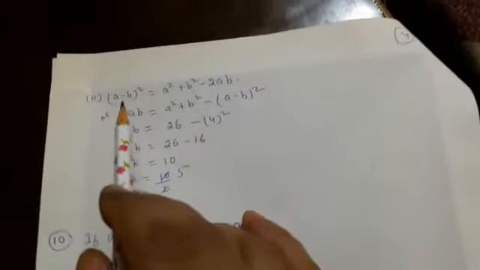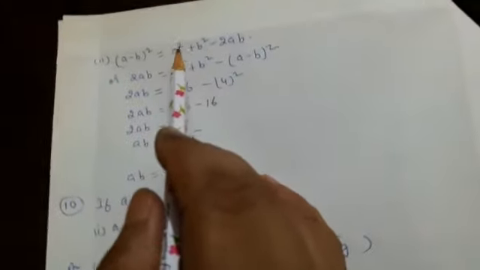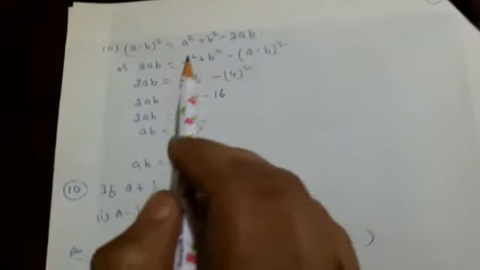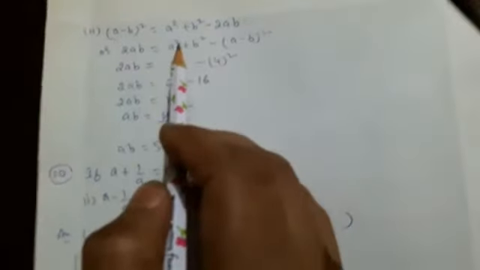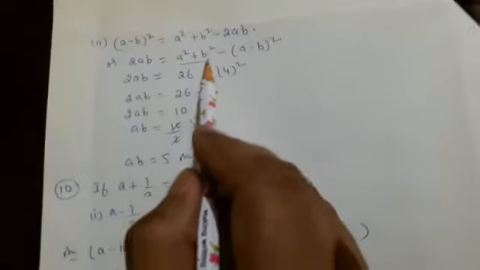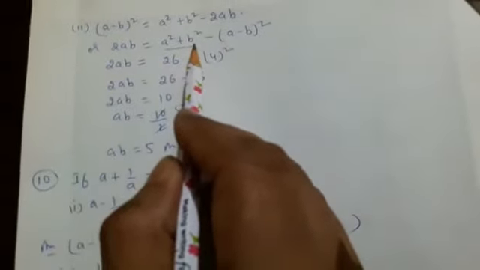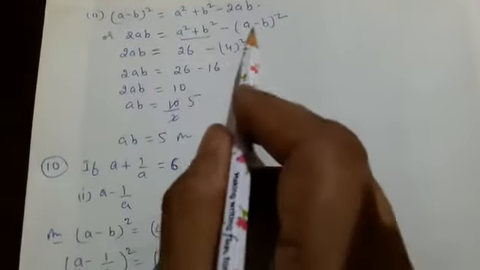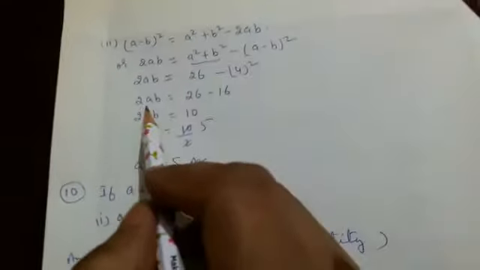Now the next part. (a minus b) whole square is equal to a square plus b square minus 2ab, so 2ab is equal to a square plus b square minus (a minus b) whole square. So 2ab is equal to, what is the value given? a square plus b square, we have already got this value, that is 26, minus (a minus b), it is given, 4 square. So 2ab is equal to 26 minus 16. So 2ab is equal to 10. So ab is equal to 10 by 2, that is equal to 5. This will be our answer. Next question number 10.